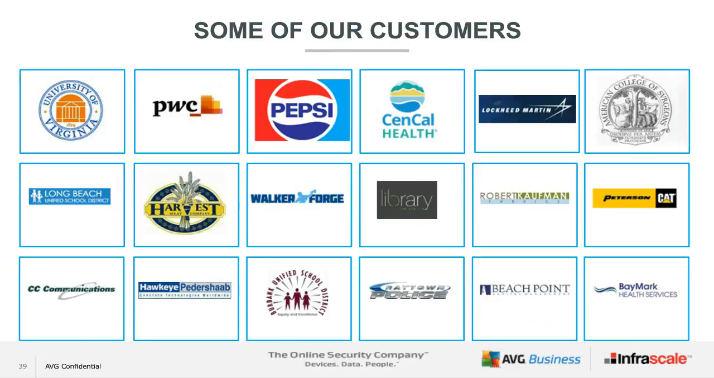Here's a few additional customers. University of Virginia, we talked about. PricewaterhouseCoopers, the global accounting and technology firm, is a customer of ours. Pepsi, you've probably heard of them, a customer of ours. Lockheed Martin, who make fighter jets and satellites, is a customer of ours. The American College of Surgeons. So if we can handle the backup and disaster recovery workload for these folks, I'm guessing we can probably do it for you as well, and we'd love to talk to you about that.